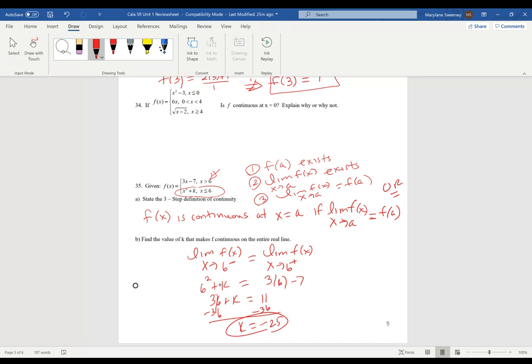And we know f of 6 exists, right? Because f of 6 would be 6 squared plus the k, which is negative 25. 36 plus negative 25, which is 11.